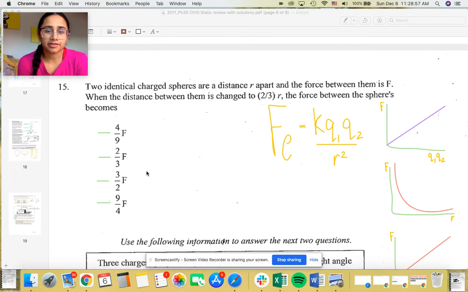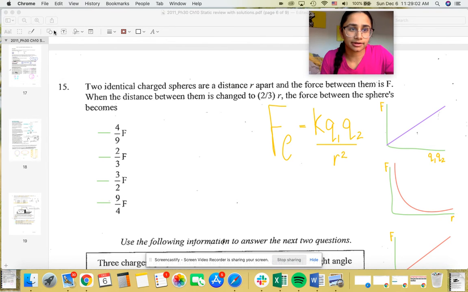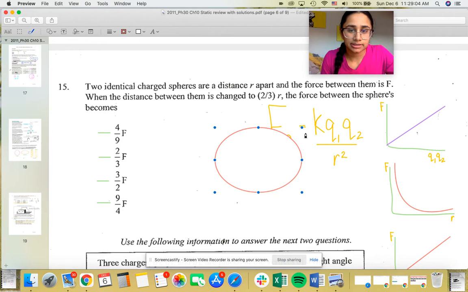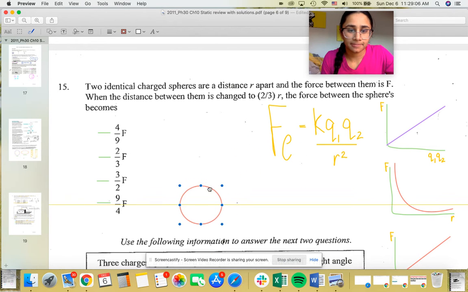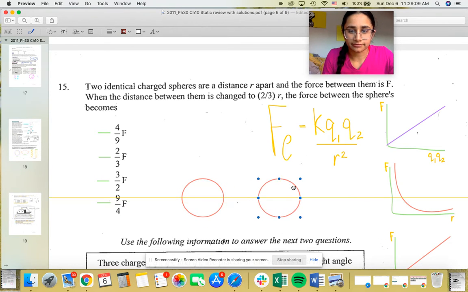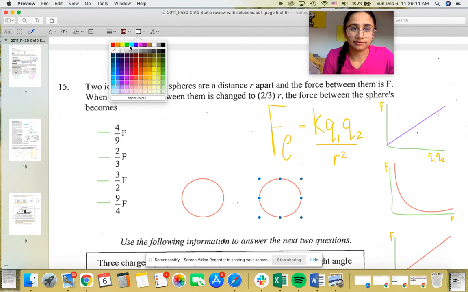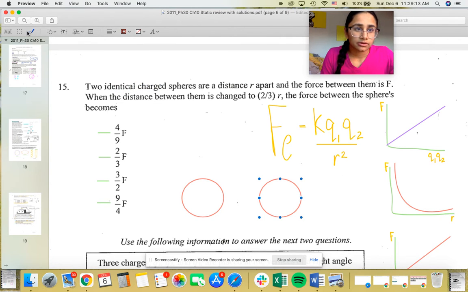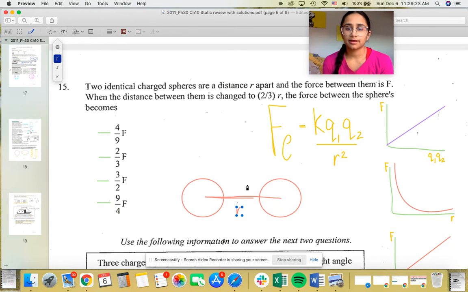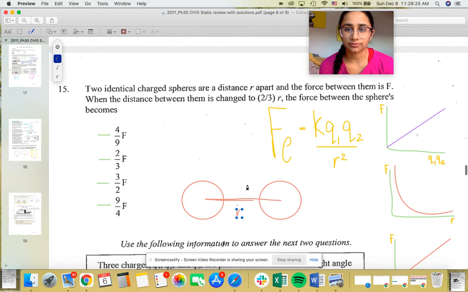Two identical charged spheres are at a distance r apart. So let's just draw that out to see that in action. Here's one sphere and here's another sphere, and it's going to be at a distance of r. So it has distance in between them, r, from its centers. And we want to find out what the force is when that distance is changed to 2/3 of r.